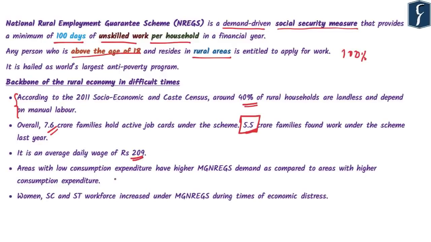And you must also remember a fact from NSSO report that areas with low consumption expenditure have higher MGNREGA demand as compared to areas with higher consumption expenditure. Lower consumption expenditure signifies economic financial distress. And when there is less demand, more financial stress, then MGNREGA is an important source of income.